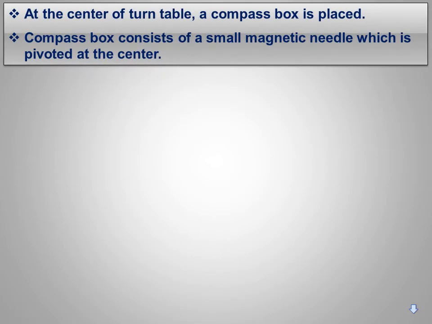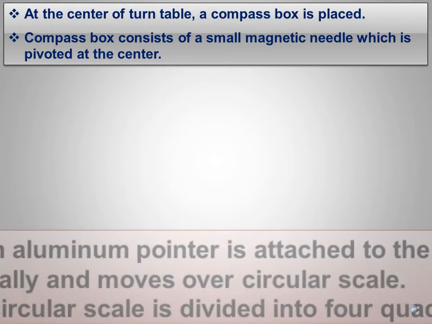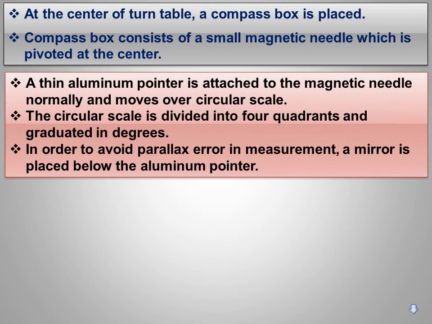At the center of the turntable, a compass box is placed. The compass box consists of a small magnetic needle which is pivoted at the center. Let me explain what we mean by this pivoted. Do you know anything about this pivoted? Yes, it is fixed in the middle.